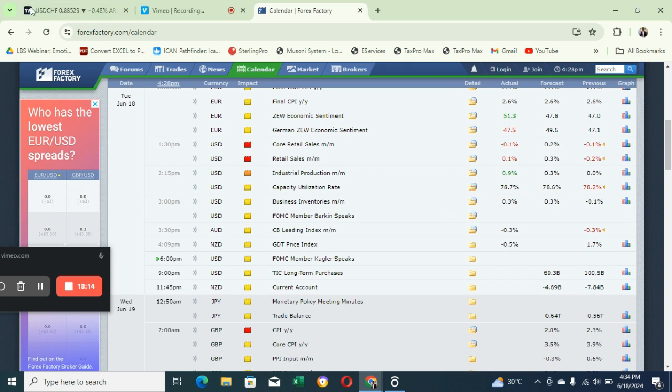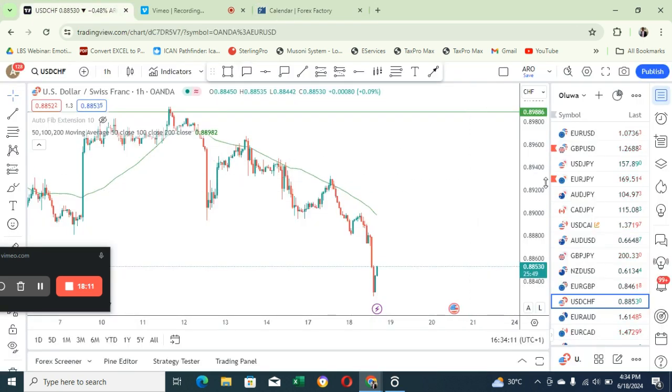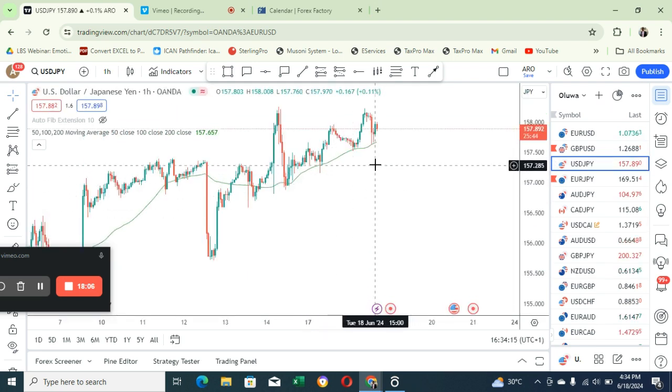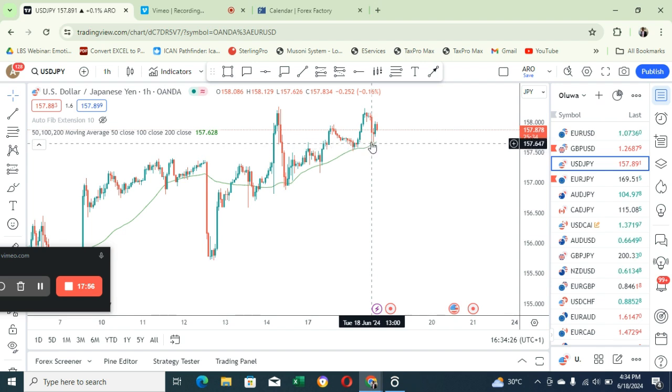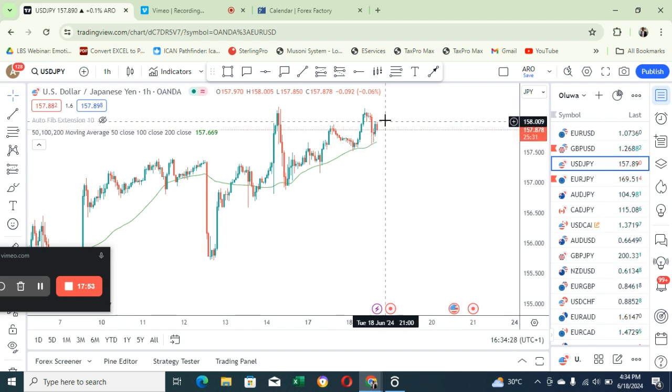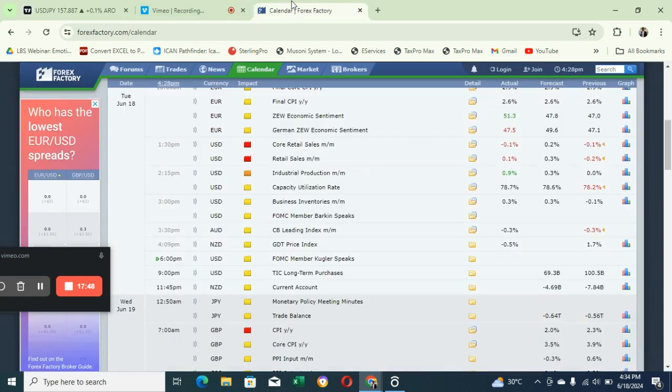So let's check the reaction on our currency pair. You can see that there was a reaction here at 2:15. The market actually moved downward, but you can see that it goes back to the upward side here because of this particular news that came up here. That was the reason why the market reacted back to its former level.